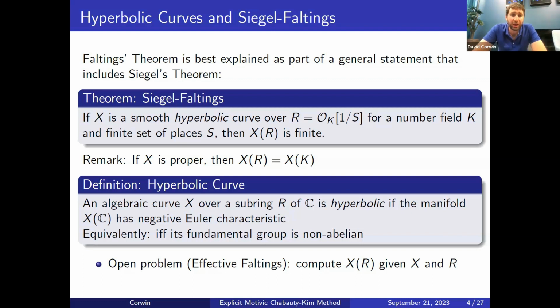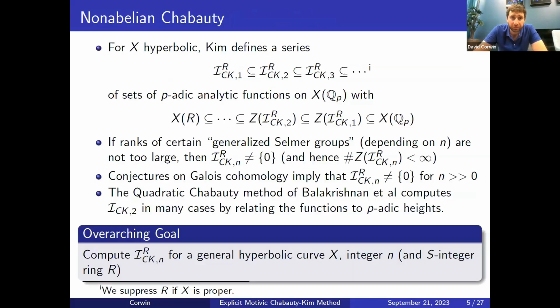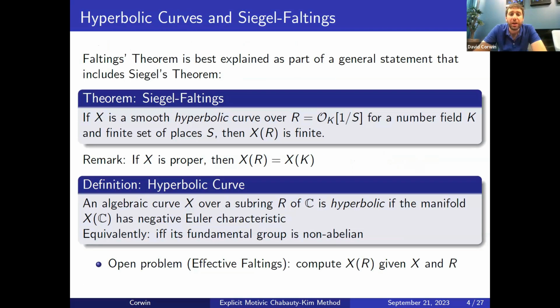Now, what do I mean by hyperbolic curve? There's a nice unified definition. For a proper curve, it means the genus is at least 2. But in general, it simply means that the complex manifold has negative Euler characteristic, or equivalently, that it has non-abelian fundamental group. And so a big open problem is to be able to compute this finite set given X and R. And I should say, really, it's the case of higher genus curves that's much less known.